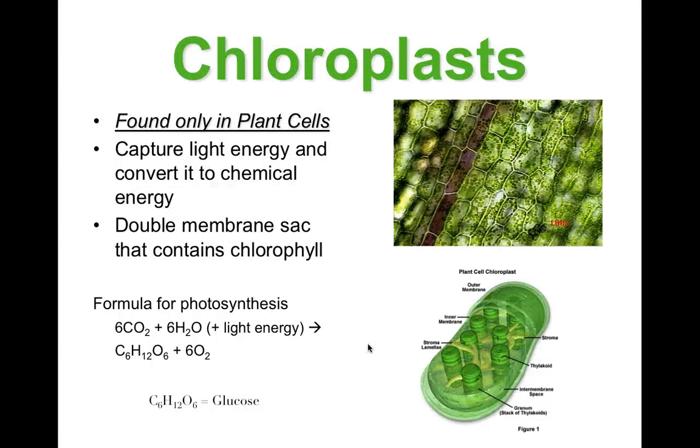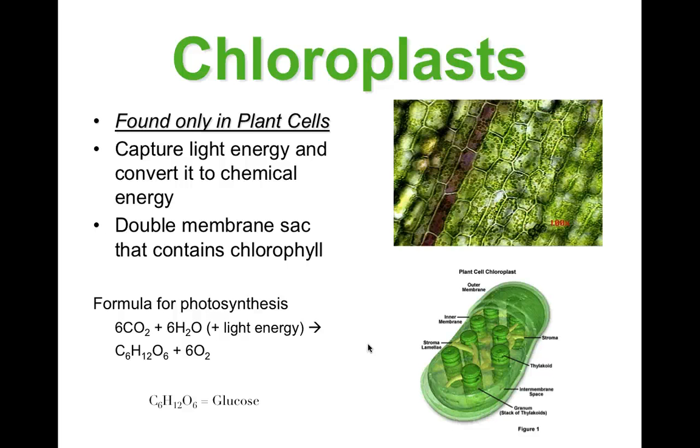We have our chloroplast. Chloroplasts are found only in plants. It performs that photosynthesis, captures light energy, and converts it into chemical energy. It's a double membrane sac that contains chlorophyll. Chlorophyll is a pigment that helps basically turn the plant green. That's the color you're seeing.